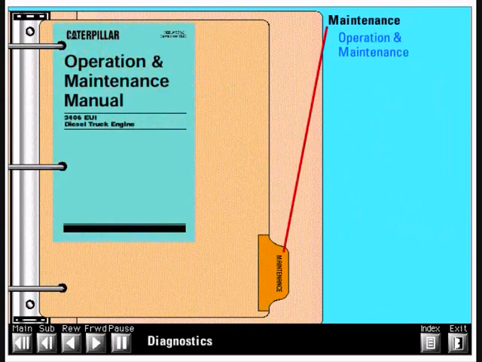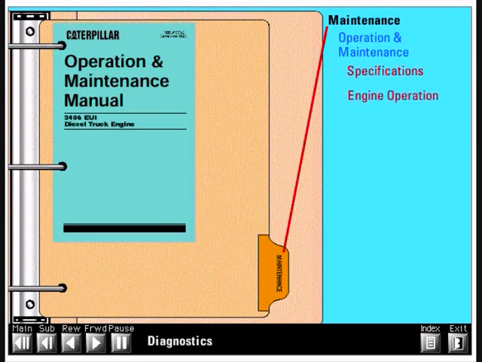In the Operation and Maintenance Guide, you will find maintenance information that is primarily intended for the operator or owner. This guide contains specifications for cooling, lube, and fuel systems, recommended practices for engine operation, and maintenance recommendations, such as maintenance schedules and refill capacities.